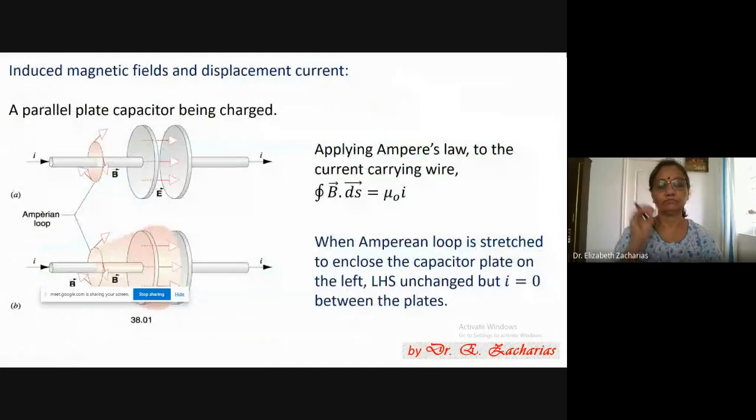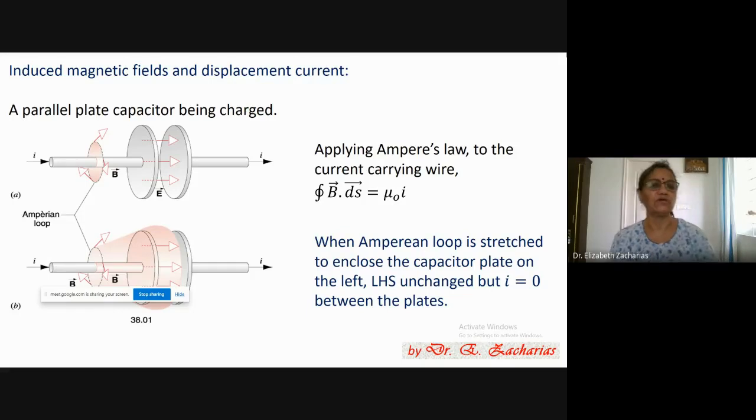Before we go to what was done, I have to now introduce two terms. One is induced magnetic field. Till now, you've seen induced EMF and induced electric field. Now we are going to talk about induced magnetic field and a term called displacement current.